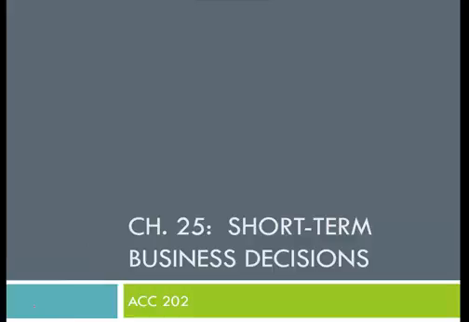So in Chapter 25 we're talking about short-term decisions, and then in 26 we do long-term decisions. All through the process of accounting we've been gathering all this information, and now we want to use this, and you're going to see that some of the things we did in Chapter 21 are going to come back here.